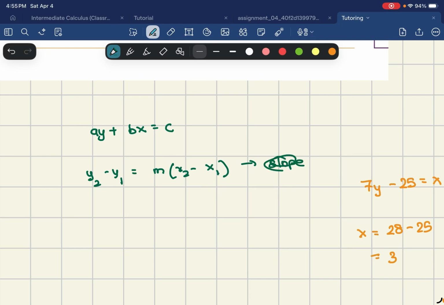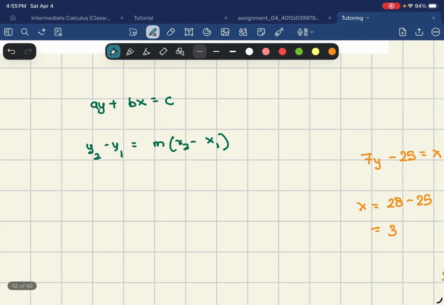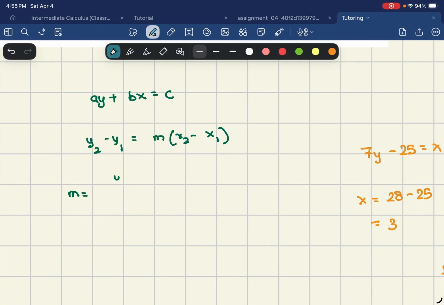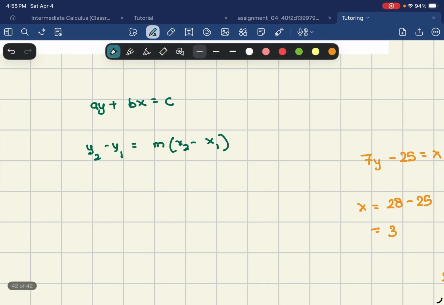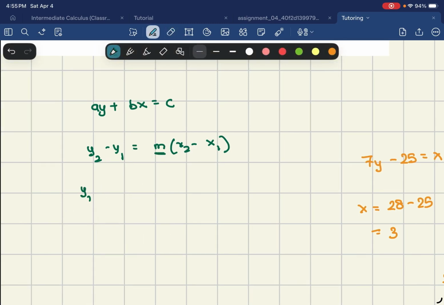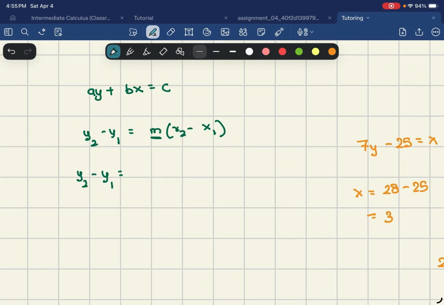I believe it's not the slope-intercept form. I'm not sure, but this comes from the definition of m. m is y2 minus y1 over x2 minus x1, right? So you just multiply by x2 minus x1 on both sides. So if we use this, we know m, right? So the gradient of our perpendicular line is just -7. So I just substitute -7 here. Now, I don't need y2 or x2, so I'll just write it as x and y, and I'll keep y1 and x1.